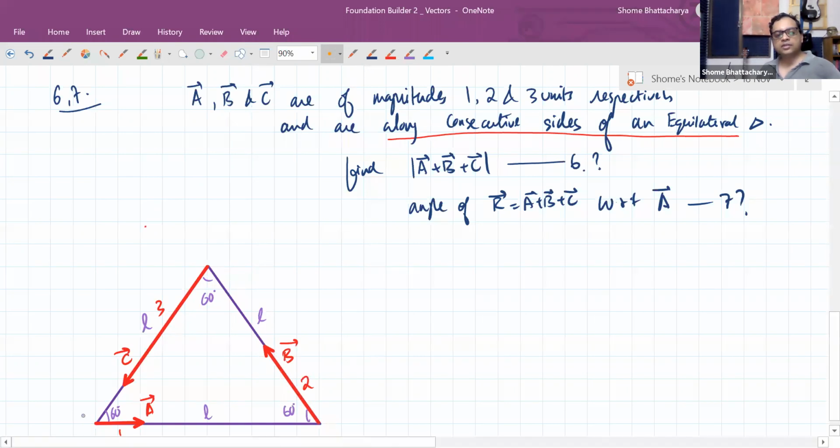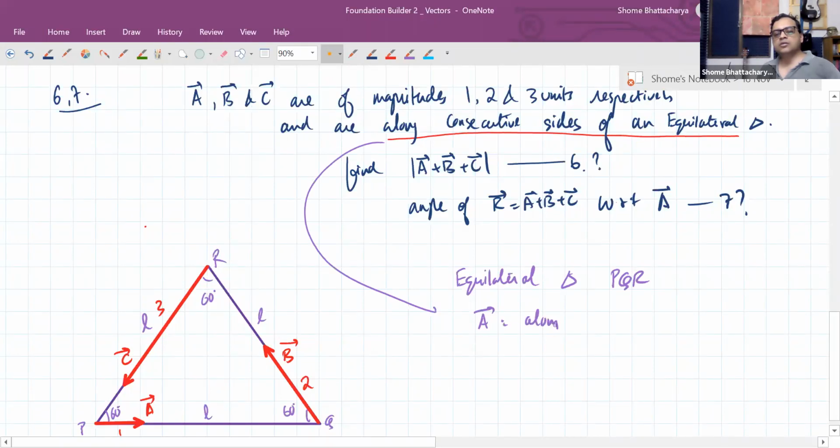Let us say the equilateral triangle is PQR. So suppose we have equilateral triangle PQR. This statement means that the vector A is along side PQ, B is along side QR, and C is along side RP.